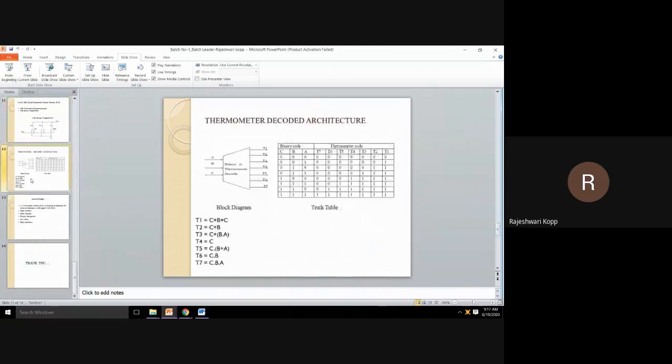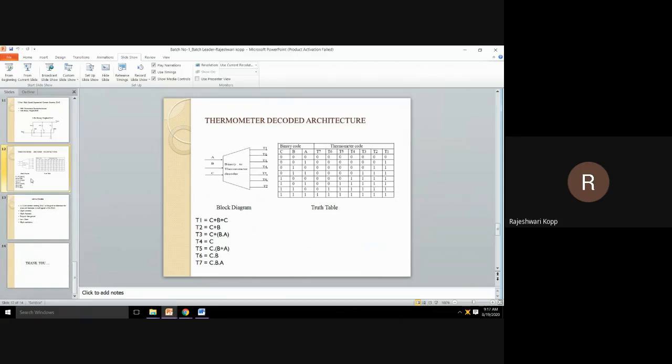Sir, myself Rajeshwari Kopp. Now I will explain about the thermometer decoded architecture which we have used in our Cadence tool for the designing of the DAC.